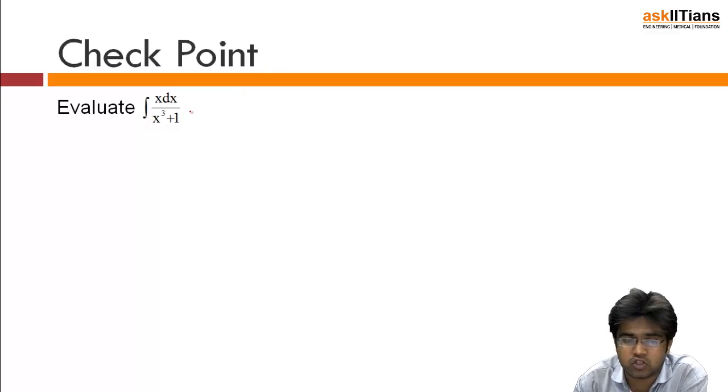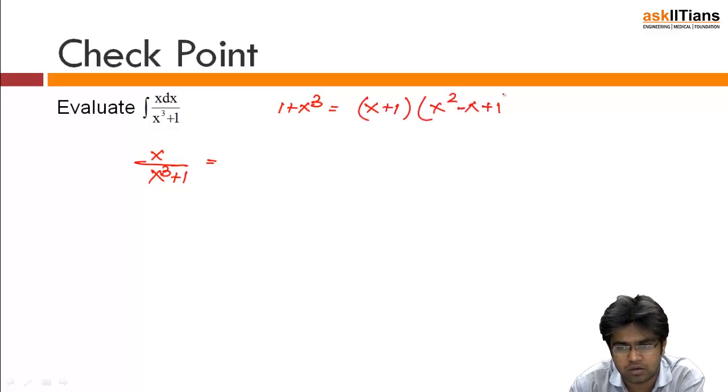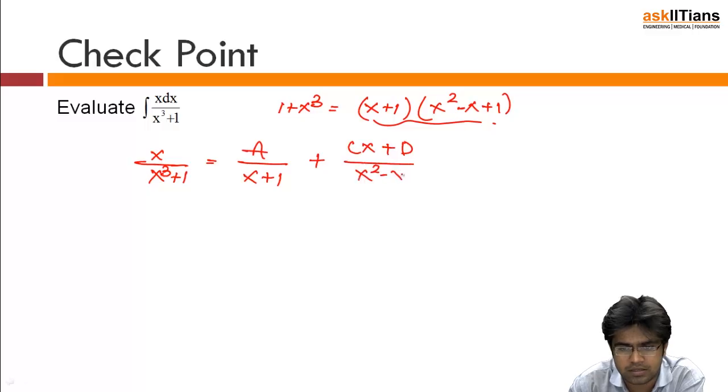Here x upon x cube plus 1, I am going to solve it by partial fraction. So partial fraction of x upon x cube plus 1 I am going to do. Because I know that 1 plus x cube is x plus 1 times x square minus x plus 1. That I know. So what I am going to do is the partial fraction of these two terms. That means a upon x plus 1 and then plus cx plus d divided by x square minus x plus 1.